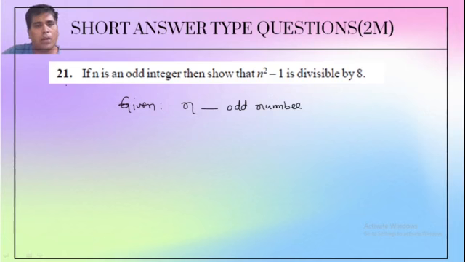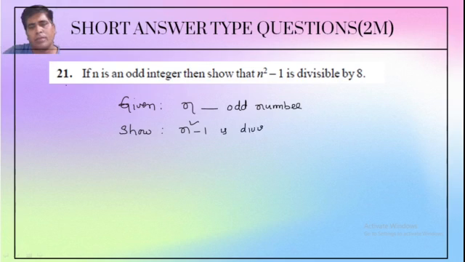Then what do I have to show? I have to show that n square minus 1 is divisible by 8. So this is given: n is an odd number. We have to show that n square minus 1 is divisible by 8.